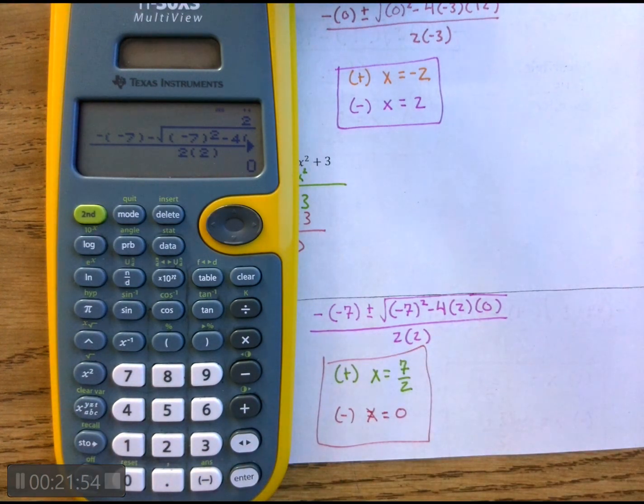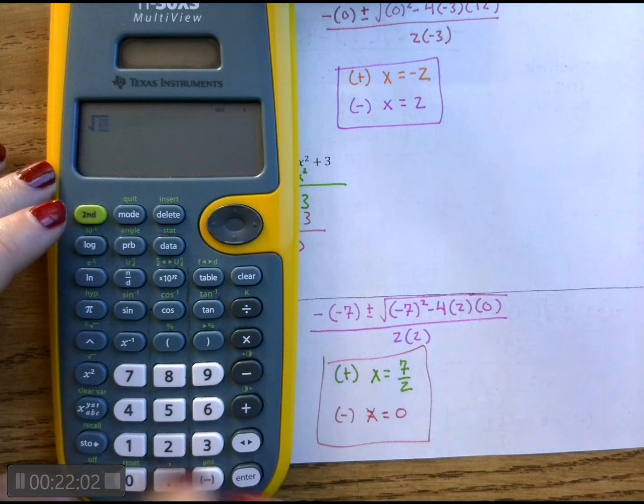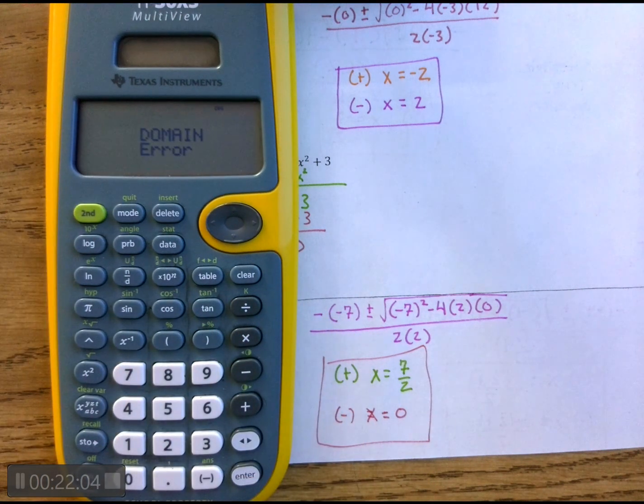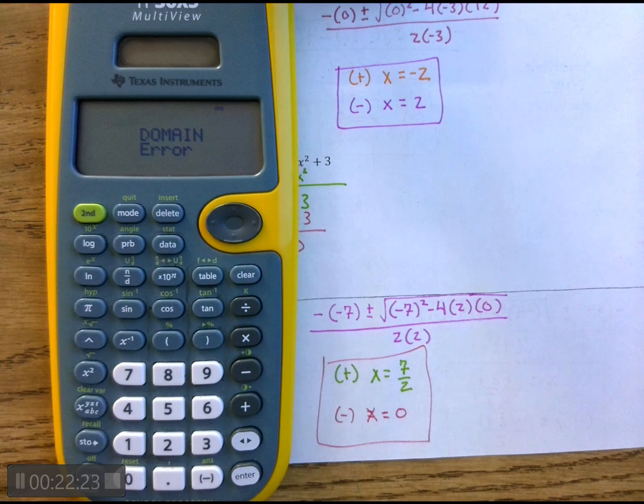Alrighty, so just a couple of other things. Sometimes when you do the quadratic formula, you are going to get an answer that's going to give you a domain error. And the reason why is because of this square root, okay? When we were doing radicals, do you remember what would happen if we had a negative under our square root? That's right, we would get a domain error. So if you ever get a domain error, that just means no solutions, okay? No real solutions anyway.